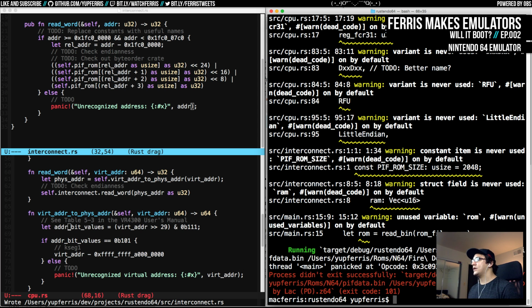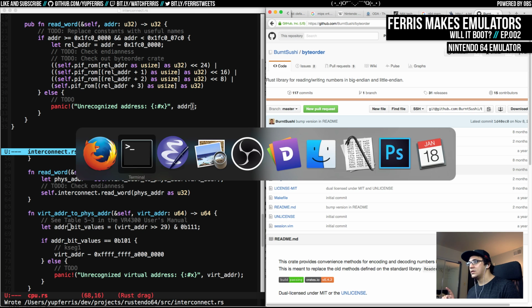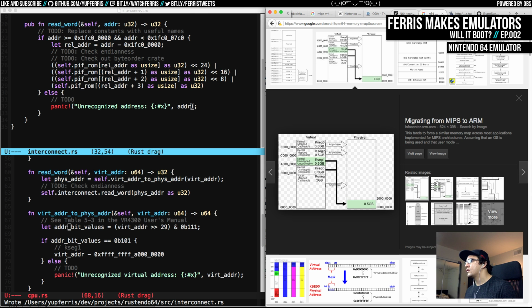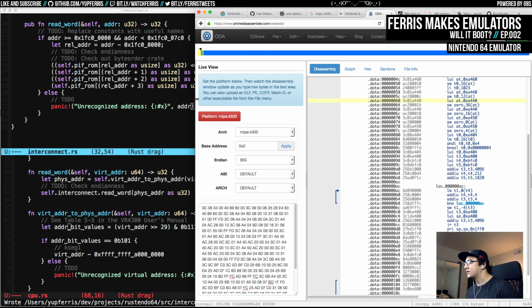So now when we run it, we got a lot of errors. And then at the bottom here, thread main panicked at opcode, and here's our opcode. So now I want to look at our disassembly again. And you'll notice, I hate that I can't scroll in this. Let's pull this over here.